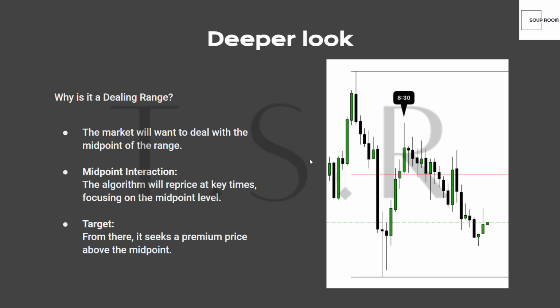All right, so targets, from there, it seeks a premium price above the midpoint. So basically to the right here, you see 8:30 a.m., a key time in the market, tapping into a bearish order block above the midpoint. This is a bearish key level in a premium market above the midpoint. Price reacted to this key level at exactly 8:30 and started to reverse lower.